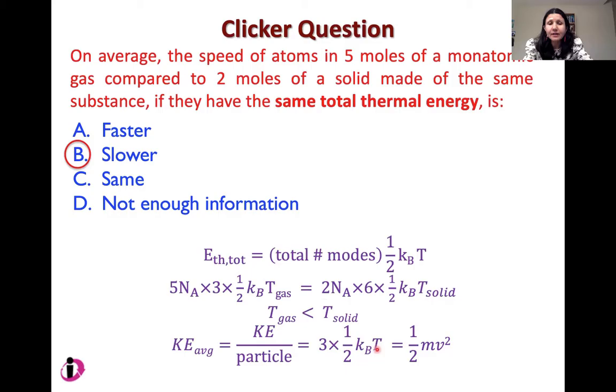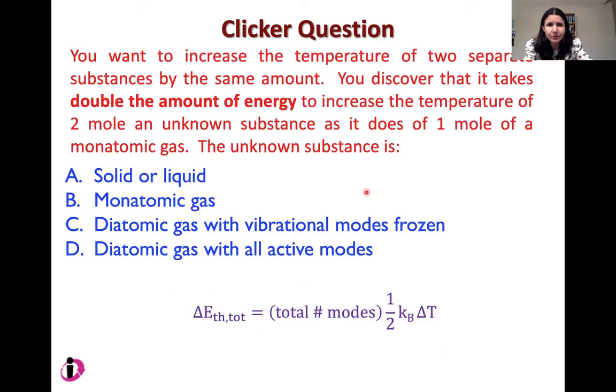So the higher the temperature, we could see this relationship between V and T. The higher the temperature, the greater the speed in this case. So we were comparing the gas to the solid. Gas has lower temperature, so that means slower speed. So it's going to be moving slower. Now with these problems, there's one subtlety you have to be careful about.